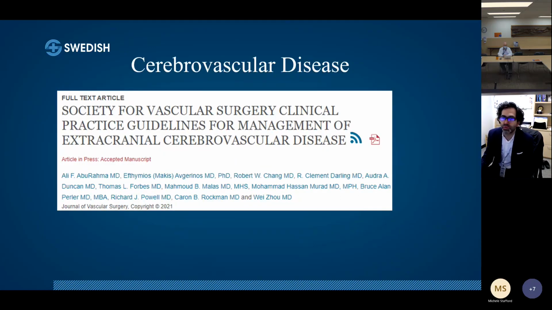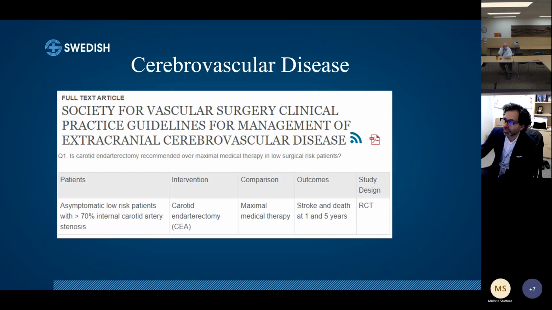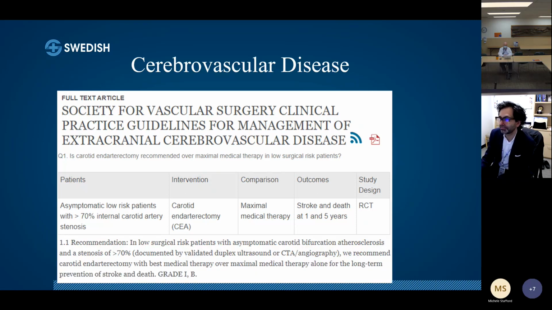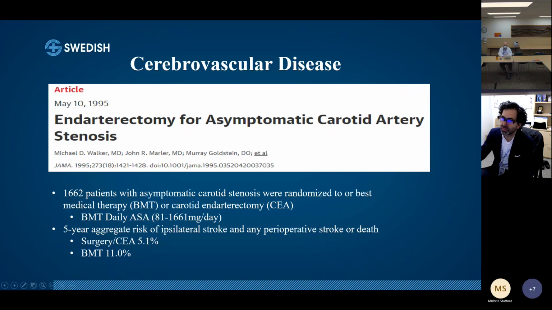So you refer that patient along to vascular, and here's kind of what our thought process is. For asymptomatic patients who are good surgical candidates with greater than 70% stenosis, recommend surgical intervention to prevent risk of stroke in the future. Most of that data came, or the basis for that data came from ACAS, which is now a pretty old study from back in the 90s. But basically, best medical therapy, 11% risk of stroke. Surgery decreased that risk down to 5.1%.